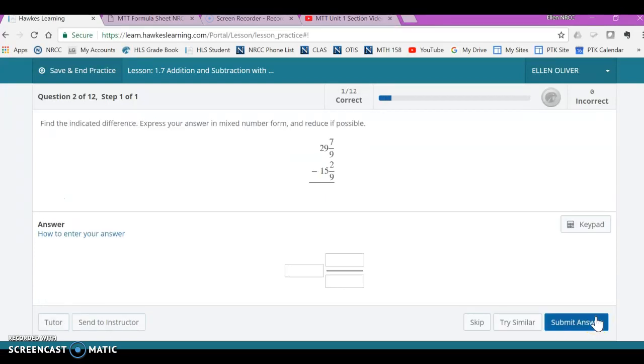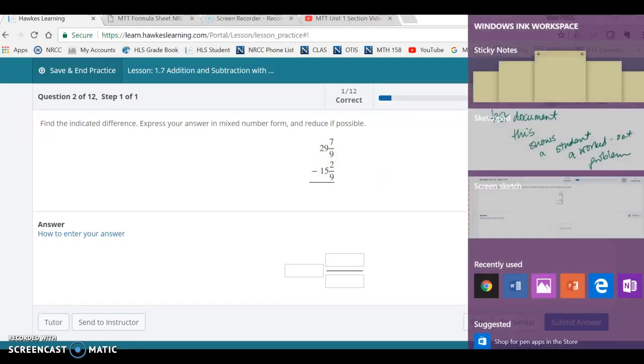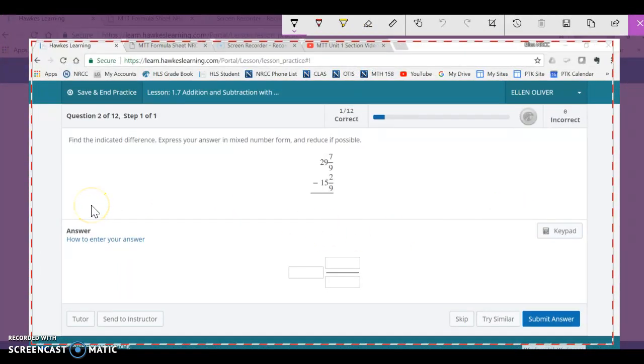Again, don't hesitate to rewind and watch again, watch again, watch again. This one they've already set up vertically for us, and the denominators are the same. So this is a much easier problem than the one we just did. So let's go ahead and do that one. So my denominators are the same, so I'm just going to have some ninths here. 7 minus 2 is 5/9, and 9 minus 5 is 4, and 2 minus 1 is 1. So that one was super easy.